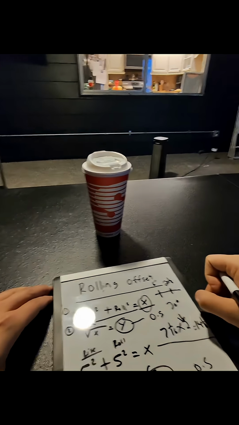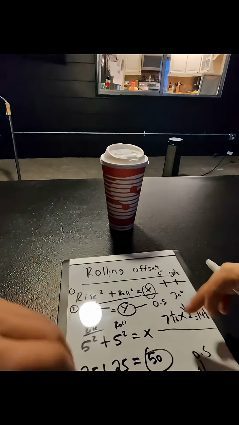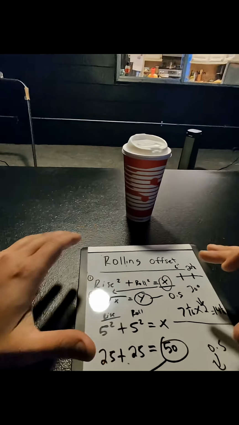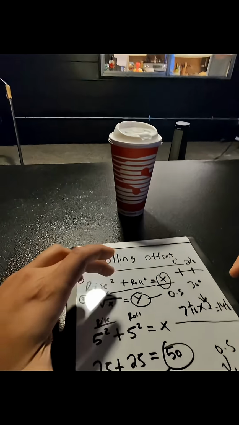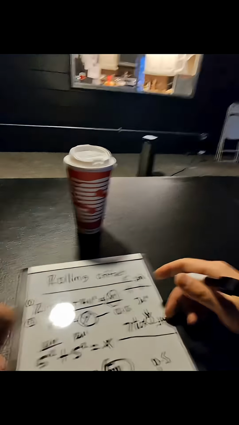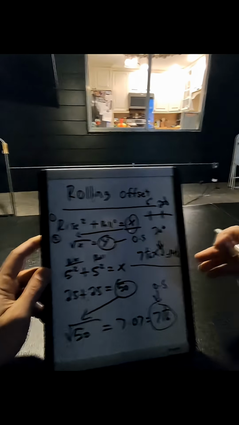Very straightforward. It's kind of unknown, I guess some could say. Some people overcomplicate it, but just remember, rise squared plus roll squared equals x. Square root of x equals your offset size, and then you use your multiplier. Hopefully that was pretty straightforward and efficient.